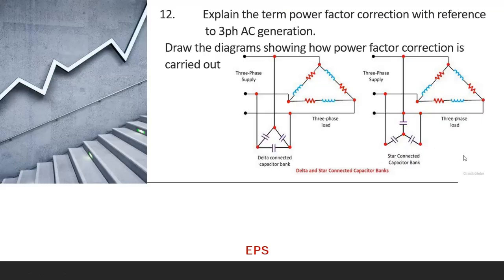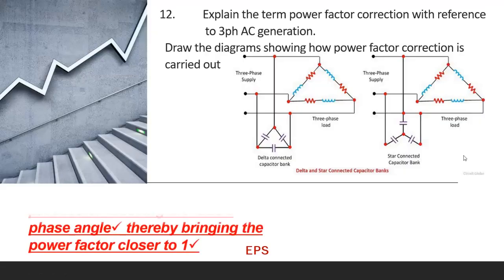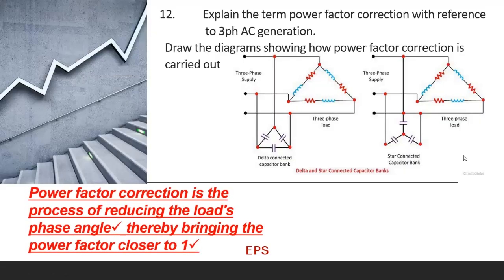Now the question said explain the term power factor correction with reference to three-phase AC generation. So power factor correction is the process of reducing the load's phase angle, thereby bringing the power factor closer to 1.